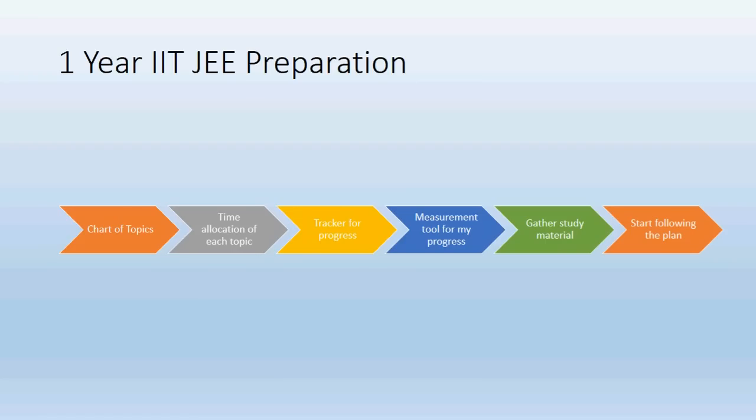So let's say my first topic is general physics. In general physics, I am going to give it, let's say, 2 weeks, and in these 2 weeks I'm going to be doing the theory part of it. I am going to be doing the questions, the JEE questions of it, etc. So that's the time allocation of each subject.